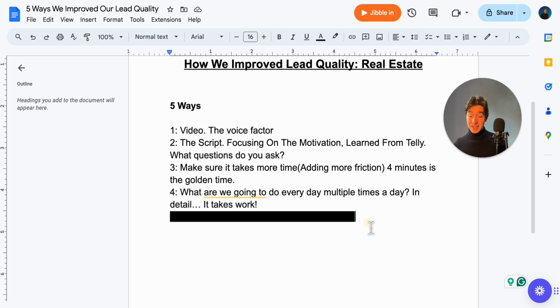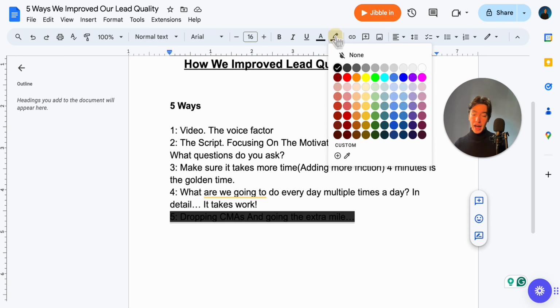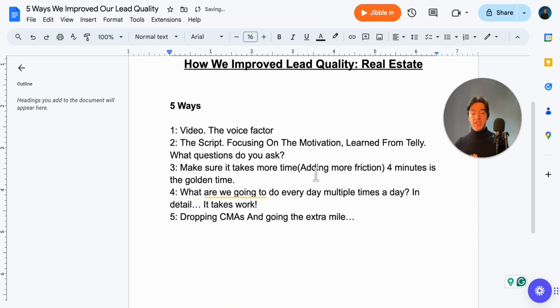And so the last thing we did, guys, this is such a gem: dropping CMAs and going the extra mile. Nobody's doing this. Dropping this gem for you guys. If you actually start to drop the CMAs, guys, that's crazy, because what you're doing is going the extra mile. A lot of realtors are going to think, oh, this is such a waste of time, I don't want to do this, they're never going to answer.